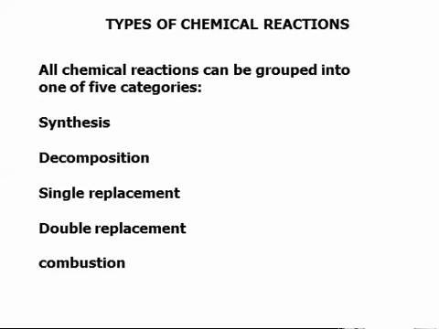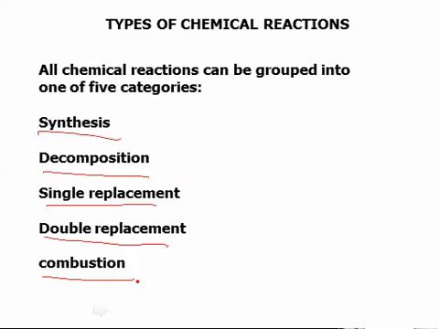All right, so we're going to be looking today at the different types of chemical reactions. And I have listed right here the different types of chemical reactions that we have. So we have synthesis, decomposition, single replacement, double replacement, and combustion. You need to be familiar with these five, and you need to be able to identify them if you're given an equation. So let's look at how we do that.